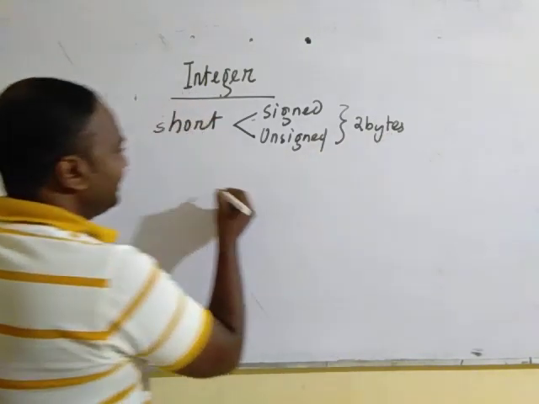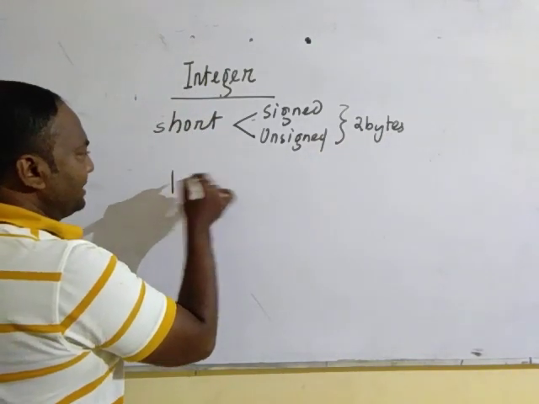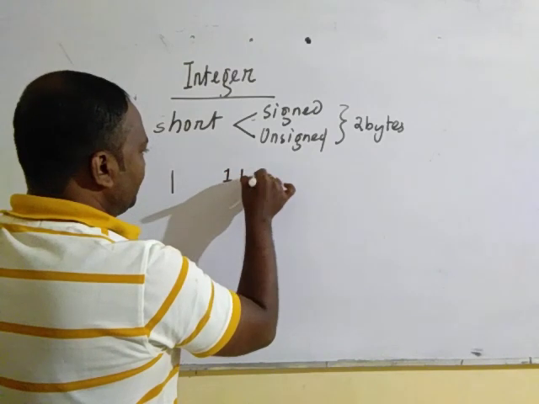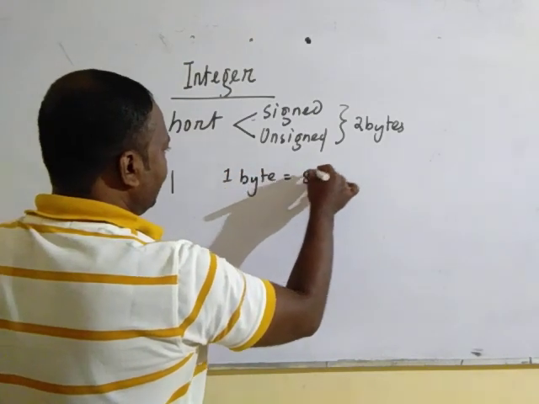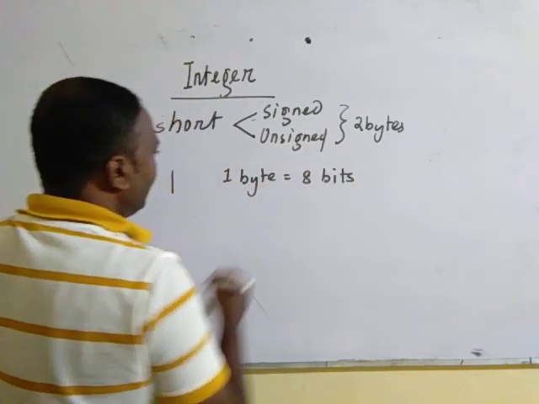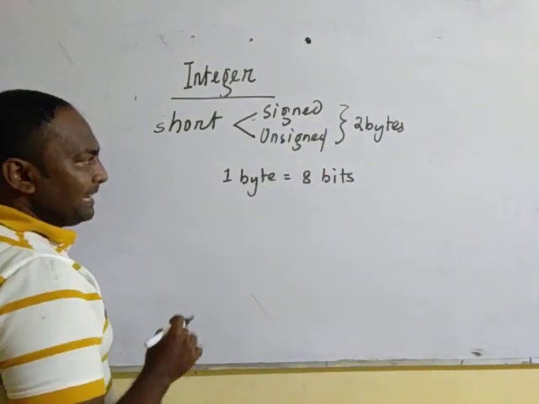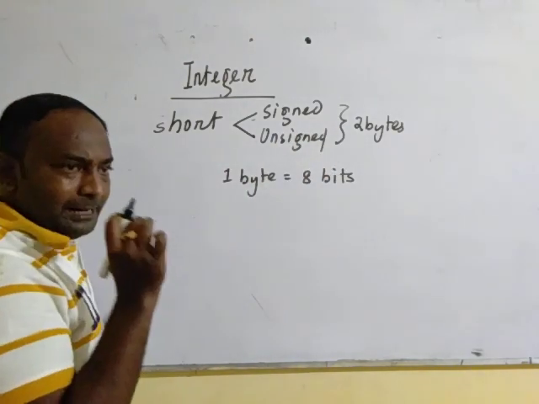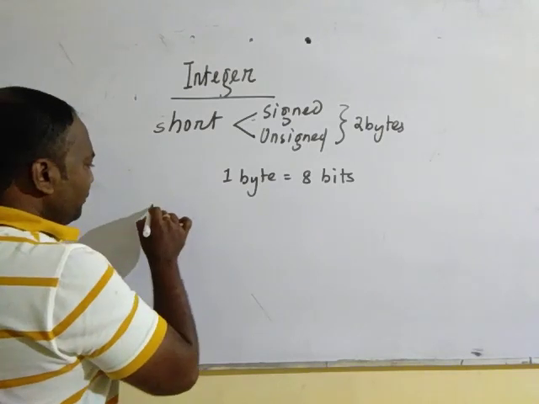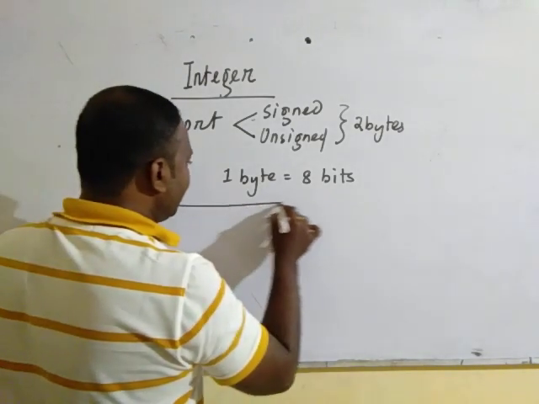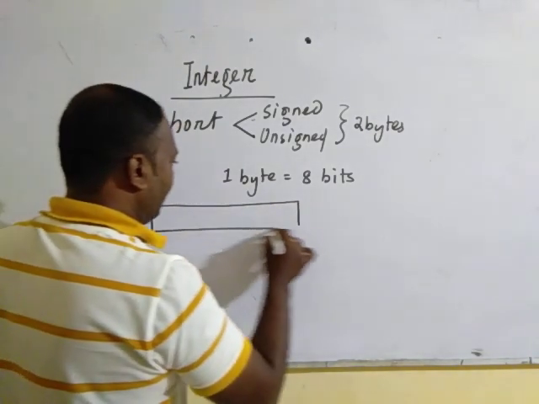It is 2 bytes. That means in the memory location it will take 2 bytes. 1 byte is equal to 8 bits. So 2 bytes means 8 into 2, 16 bits. So 2 bytes means what is its memory location? What is its range?